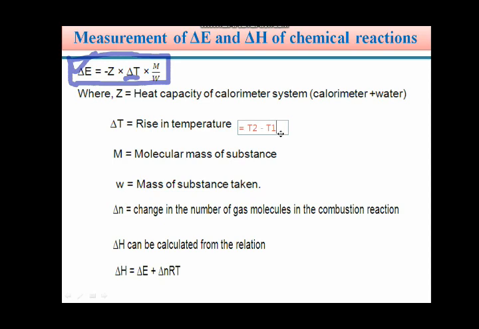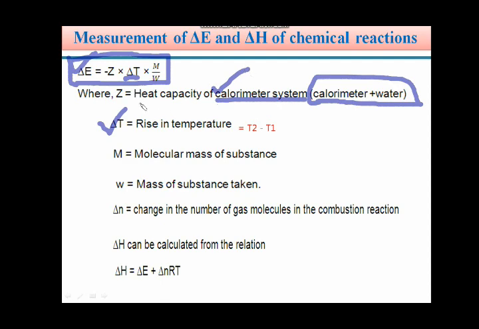T1 is the temperature before the experiment, T2 is the temperature after the experiment in the thermometer. With that we can calculate delta T. And Z is the heat capacity of the calorimeter system. Here, the calorimeter system means we are taking water inside an insulated vessel. So it is a fixed value, based on how much volume of water we are taking inside the insulated vessel. The combination of that insulated vessel and water is known as a calorimeter system. Its heat capacity Z is an already known value you can take.